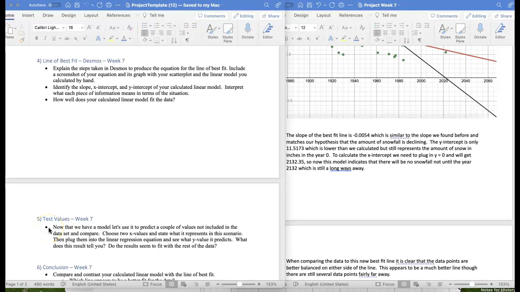Welcome to week 7 and the final portion of our project. In week 7 we hit parts 4, 5, and 6. So let's just kind of run through these. Hopefully by now you know where to find all of the documents.